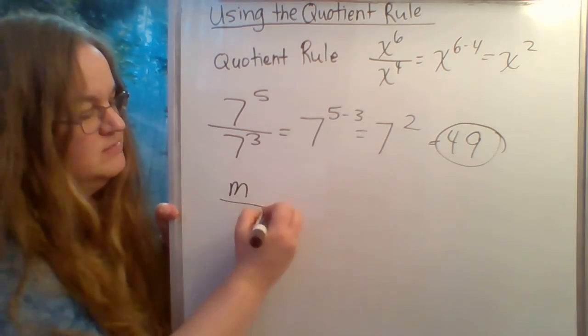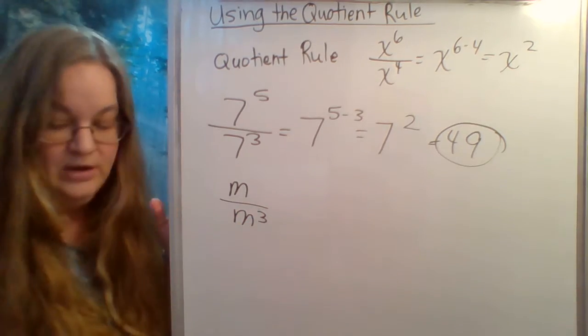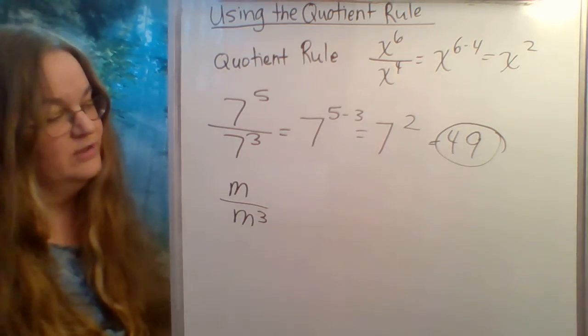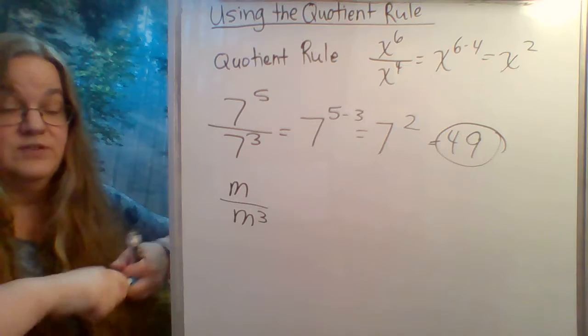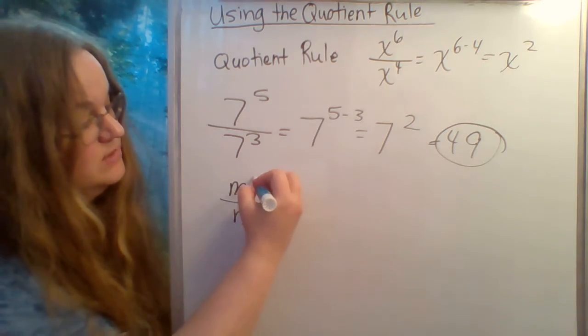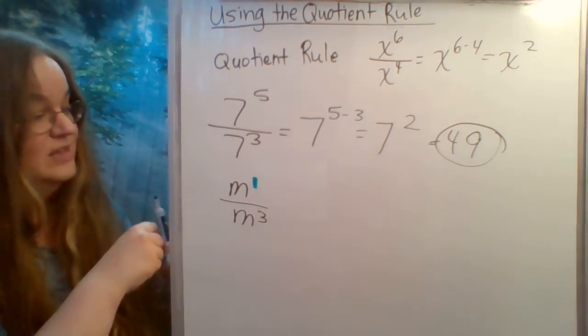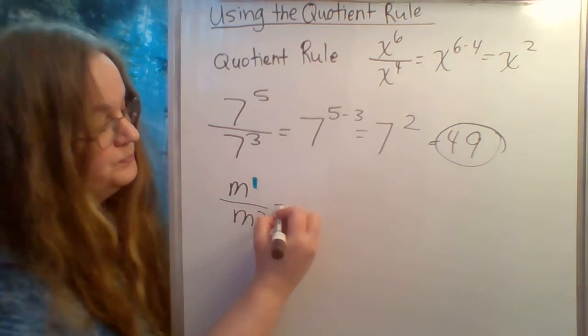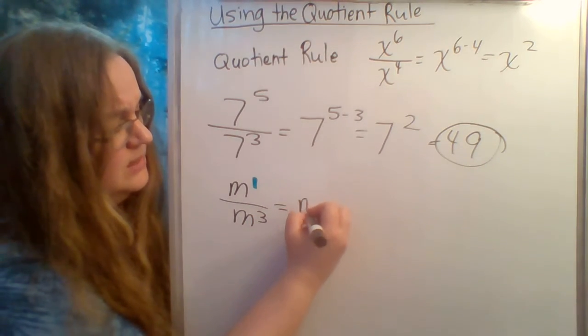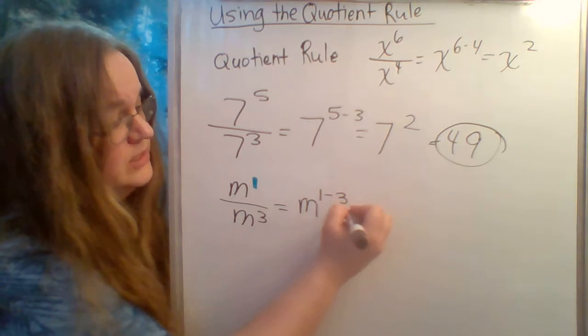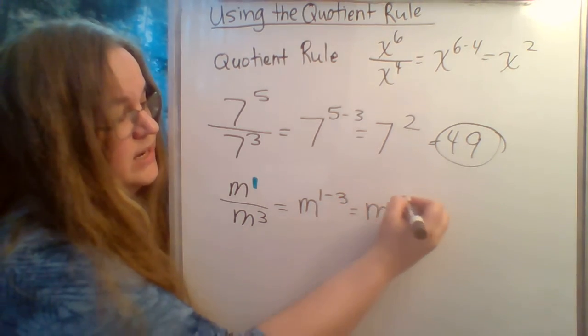If I have m divided by m to the 3rd, remember that we talked about the fact before that if it's just m, that's the same as m to the 1st. So don't forget that. And you're going to do the same thing, m to the 1 minus 3. Well, that's m to the negative 2.